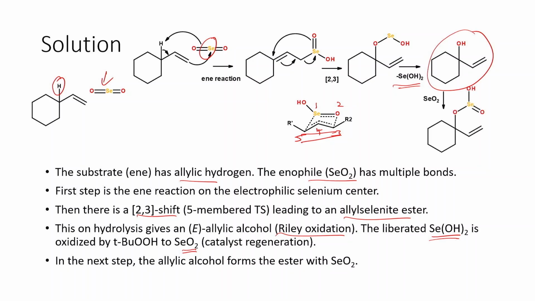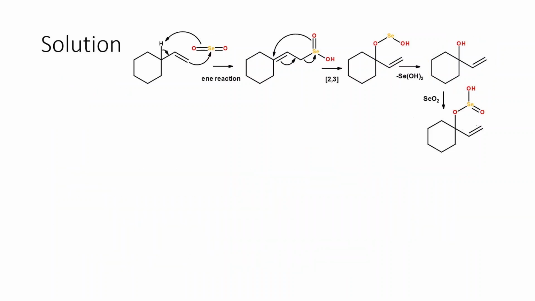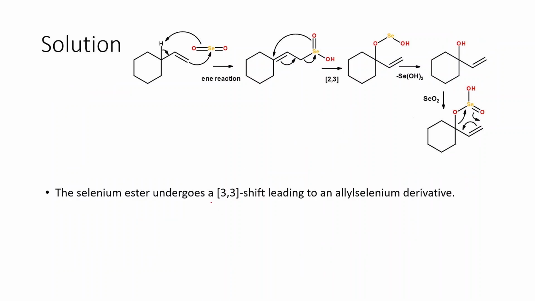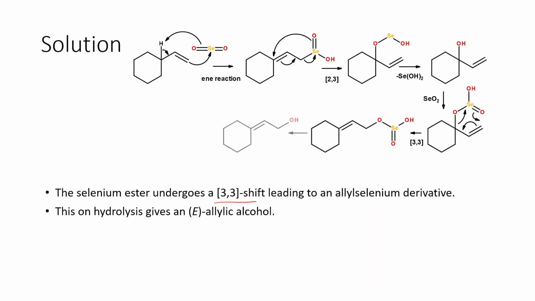So the next step is that this allyl alcohol now undergoes reaction with the selenium dioxide to give the ester, and once the ester is formed, this again undergoes a 3,3 sigmatropic shift, as shown here, and here the oxygen is involved. So this is an oxy-Cope rearrangement that is happening, and this leads to an allyl selenium derivative, which on hydrolysis gives an E alcohol. This is the most crucial thing we have to remember. In this particular conversion, the alkene is converted to an E allyl alcohol.